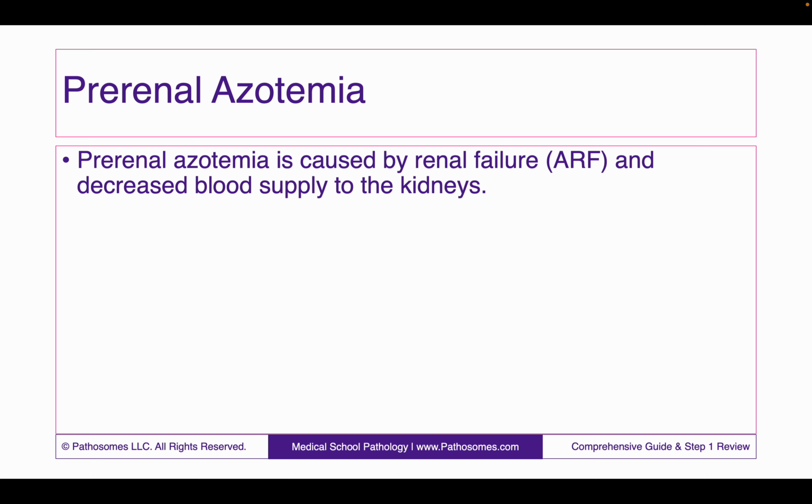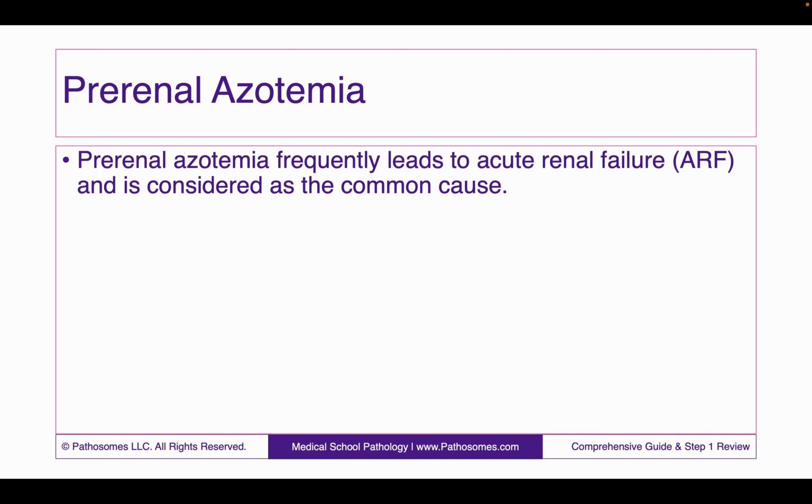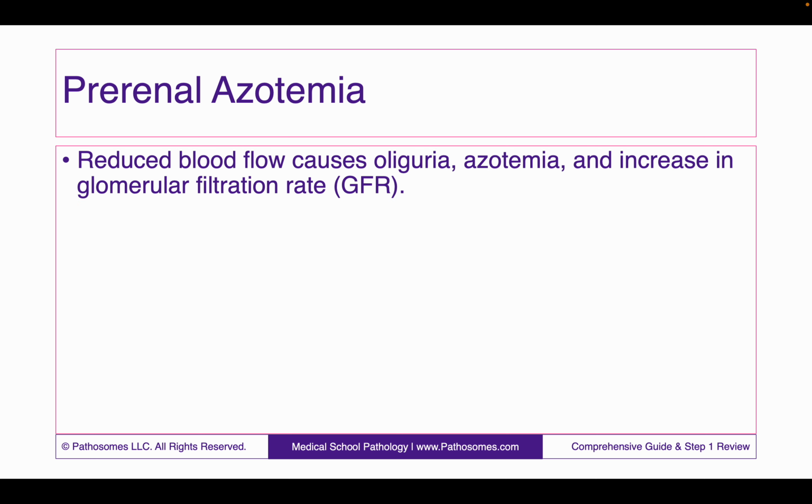So prerenal azotemia, let's talk about that for a bit. Prerenal azotemia is caused by decreased blood supply to the kidneys. Prerenal azotemia frequently leads to acute renal failure and is considered the common cause. Reduced blood flow causes oliguria, azotemia, and decrease in glomerular filtration rate.